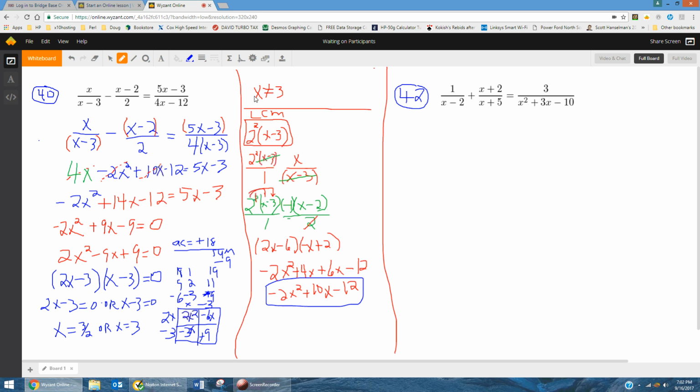But look what we wrote up here. 3 cannot possibly work, because if I put 3 in for x, I get 0 in a denominator. So this is a solution that doesn't really work. That's your answer right there. And if you don't believe it, put 3/2 in for x, and I'll bet you can make the left side equal the right side. Okay, now I'm going to come over here to 42. Rewrite this like this.